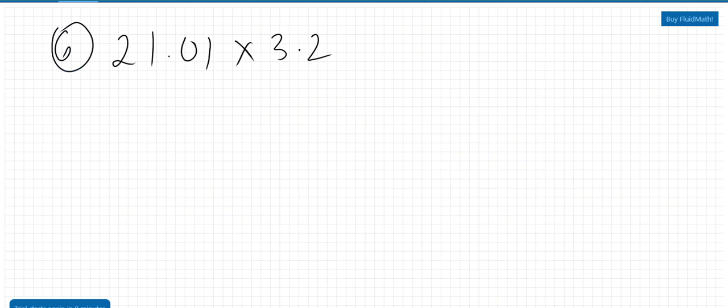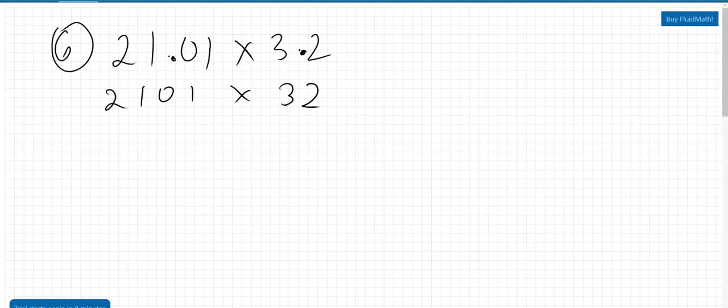Next question is asking us to multiply these two decimal numbers. So please have a go first. Now we're multiplying decimals, or a number that contains a decimal. We ignore the decimal. That's our first step. So this number without a decimal will be 2,101. And without a decimal, 3.2 is just 32. Okay? We'll take care of our decimals later on.